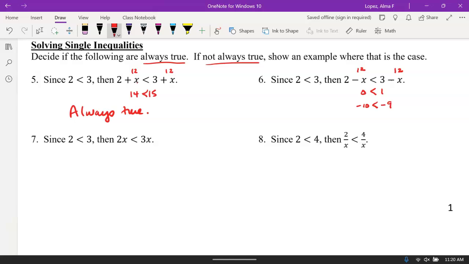Now, even though you're thinking, wait a minute, negative 10 is not smaller than negative 9, remember the number line. On the negatives, if you have negative 9, it's going to go negative 10, then negative 11. Which one is smaller? The one further to the left. So that one is also always going to be true.